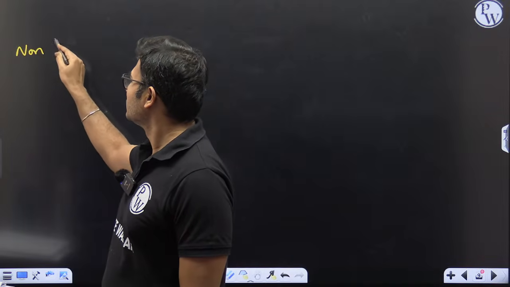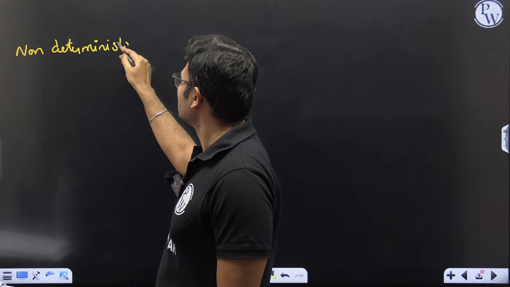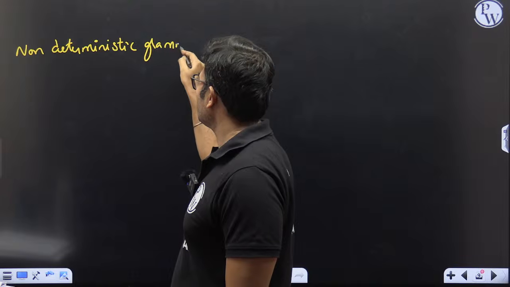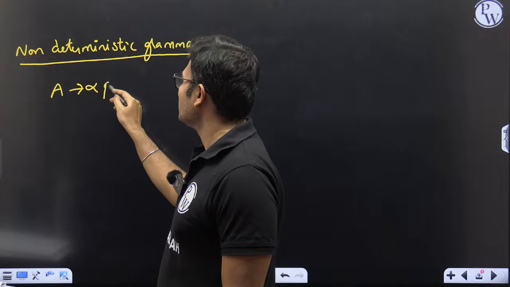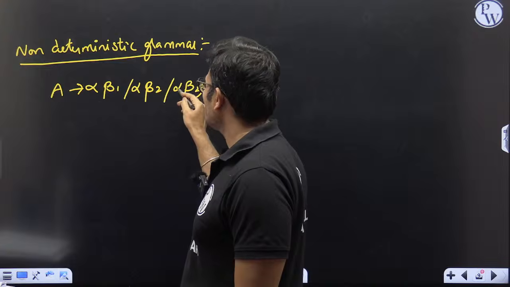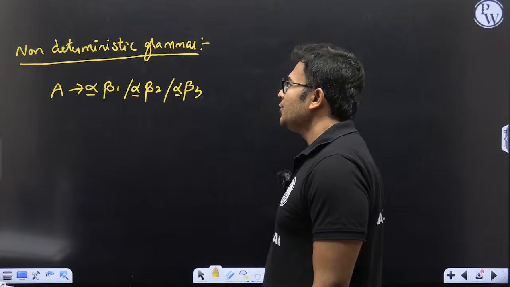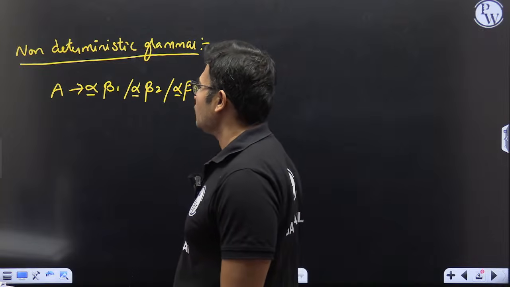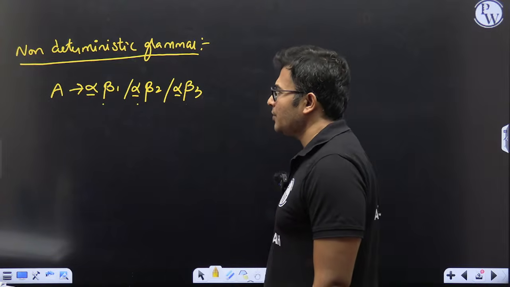Now let us see what is a non-deterministic grammar. So when you have A derives alpha beta 1 or alpha beta 2 or alpha beta 3, the initial parts of different productions are the same. Now this will lead to backtracking, because if you want to derive alpha beta 3, first you will check this, then you will check this, you will backtrack, and then finally you get to alpha beta 3, right?